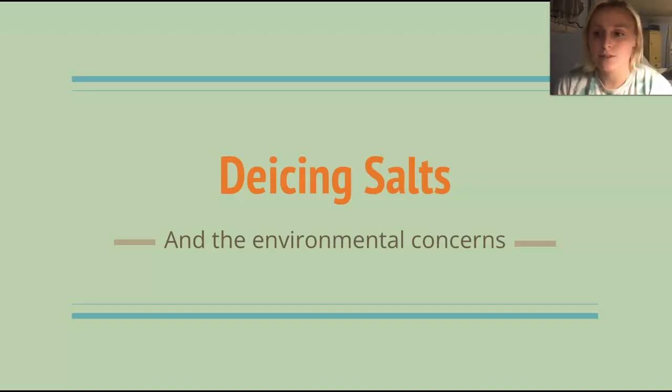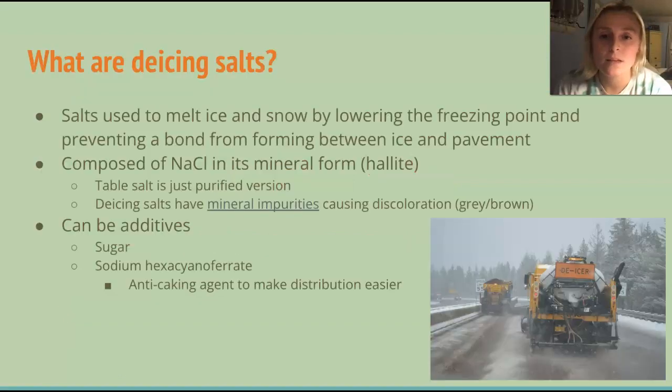All right, so my name is Caroline DeLinks, and I'm going to be talking about de-icing salts and the environmental impacts they have. So de-icing salts are salts that are used to melt ice and snow by lowering the freezing point and preventing a bond from occurring between the pavement and the ice.